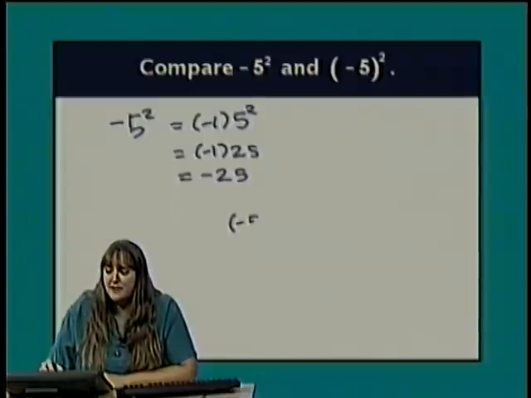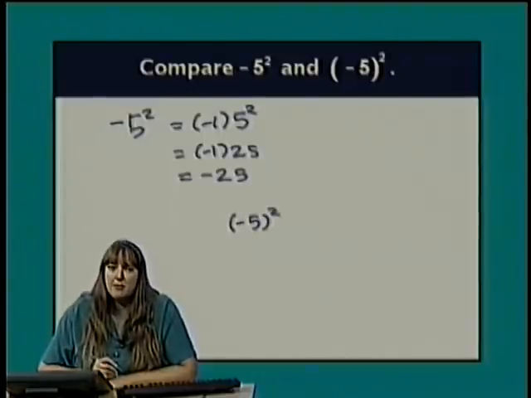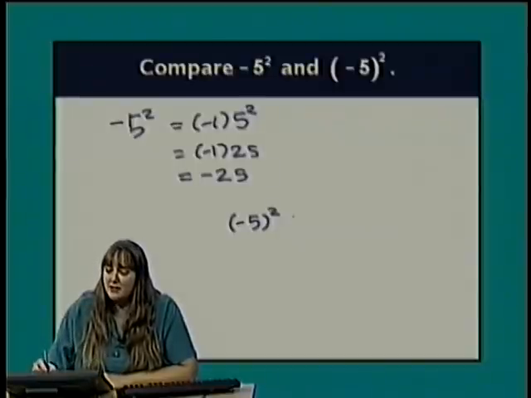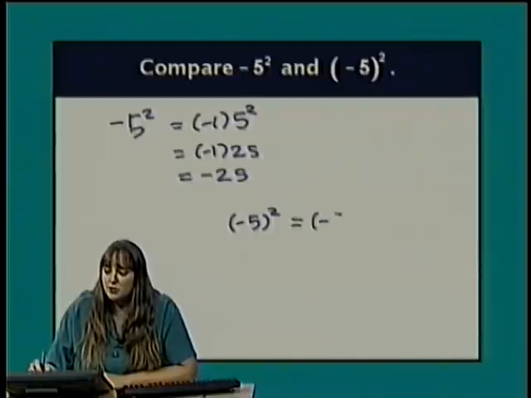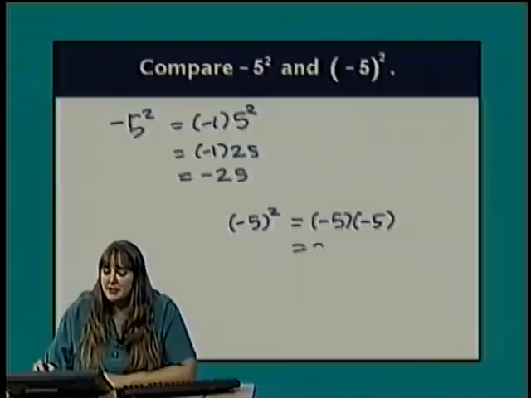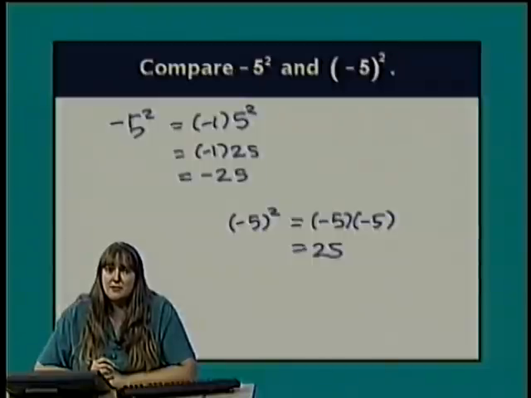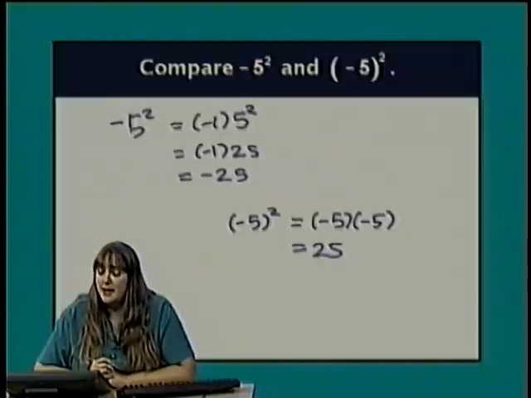However, if the -5 were in parentheses and the power were on the outside, this is now telling me my base is -5. So I need to take -5 and multiply it by itself 2 times. -5 times -5 is +25. So the important thing to notice here is that these parentheses make a difference. We're getting 2 different answers. -25 for the first example, the opposite of 5 squared, and +25 when we square -5.